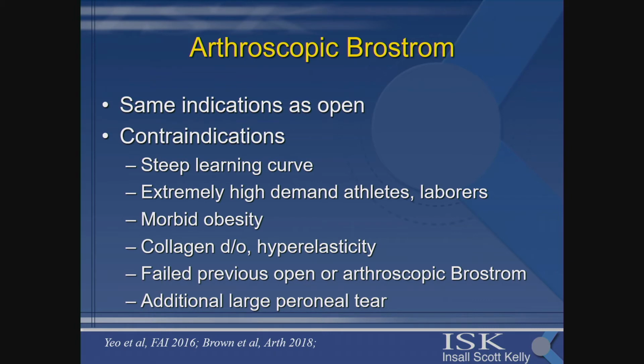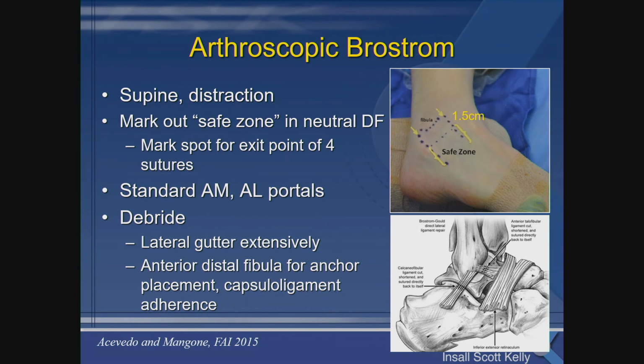The learning curve has been noted to be approximately 6 to 10 cases, but it depends how comfortable you are with the scope. Heavy patients, I think in revision cases, probably not indicated. And if patients have a large peroneal tear that you know of, you won't be able to treat that through the scope. So if you're doing the arthroscopic Brostrom, again, they'll be supine.